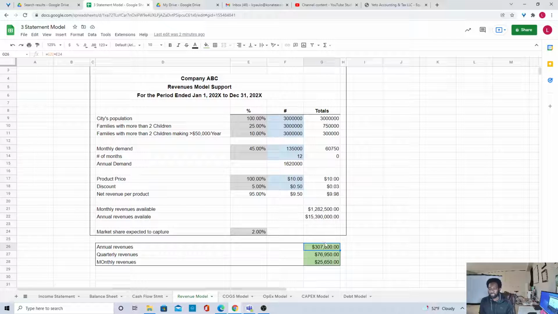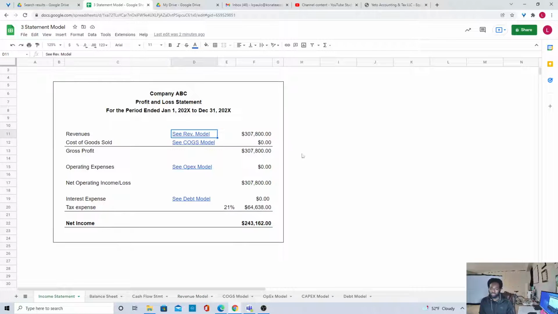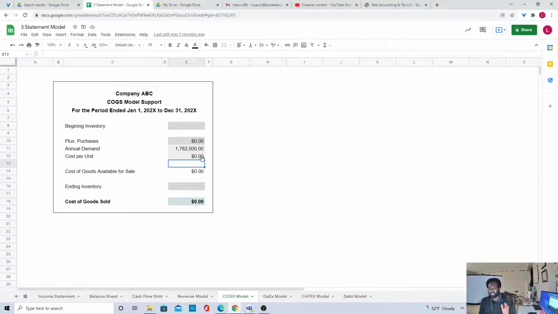So that is my 304,000. So when I go to my balance sheet, I am going to be seeing my 307,000. Okay, nailed it. So the next point is my cost of goods sold.